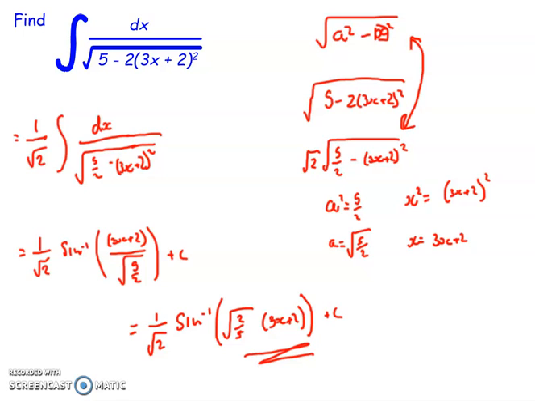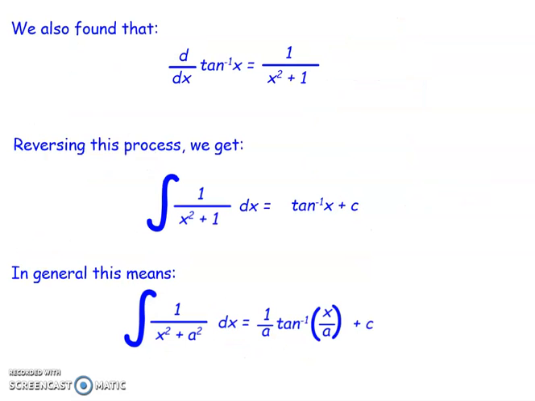However, tan being written without a square root, that's going to take a slightly different format, which we're going to look at now. So we have to remember that d by dx of tan minus 1 x is equal to 1 over x squared plus 1. So if we have it in that format. And again, if we reverse the process and calculate the integral of 1 over x squared plus 1 dx, we get tan minus 1 of x plus c.